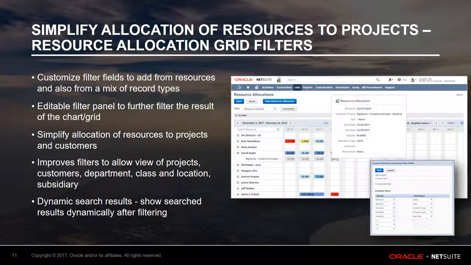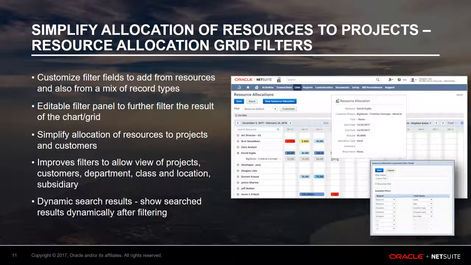The new resource allocation grid filters are a significant step forward for organizations looking to manage their teams in logical groups. Grid filters allow resource managers and project managers to create combinations of filtered fields from different record types other than resources and then access it quickly using the pull-down menu available at the top of the grid.